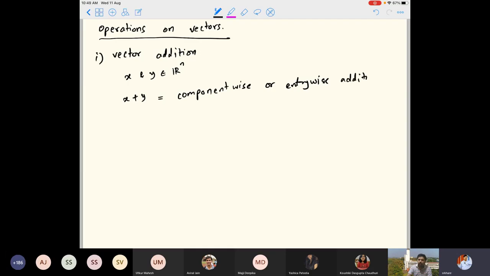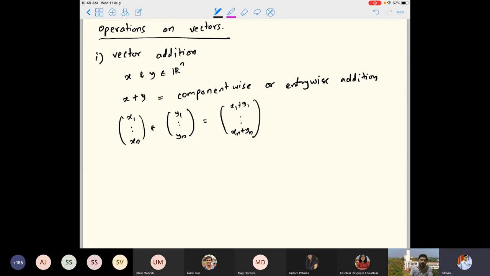So what do you do? You add two vectors. x1 up to xn is the first vector, y1 up to yn is the second vector. You do component-wise addition: x1 plus y1, up to xn plus yn. That is what you do, entry-wise vector addition.